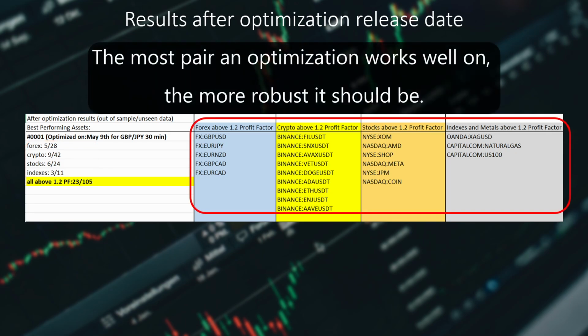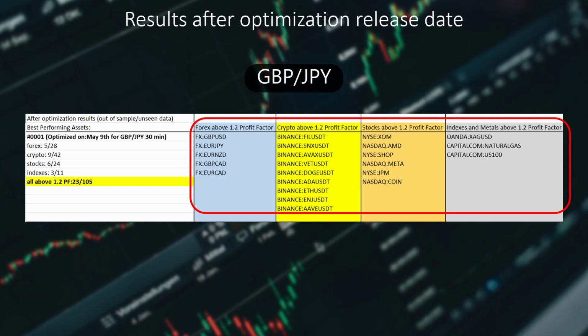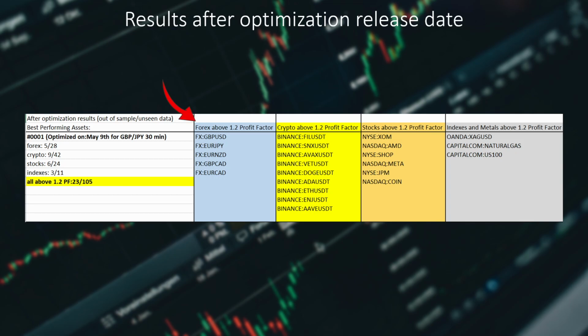In general, the more pairs an optimization works well on, the more robust and sustainable it should be. This particular optimization was originally made for the GBP/JPY 30-minute chart on the 9th of May. However, as you can see, it didn't perform well on that pair after its optimization date, but it did perform well on a few other forex pairs, as well as crypto, stocks, and a few indexes.